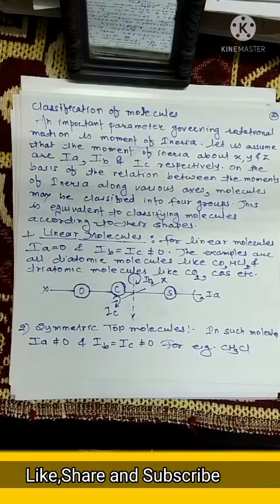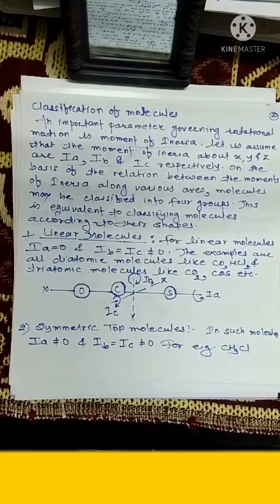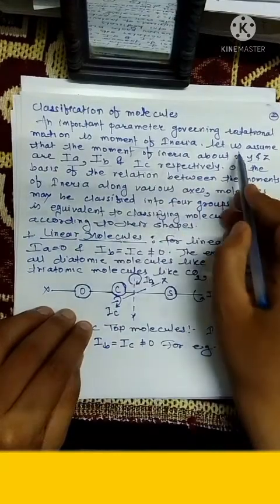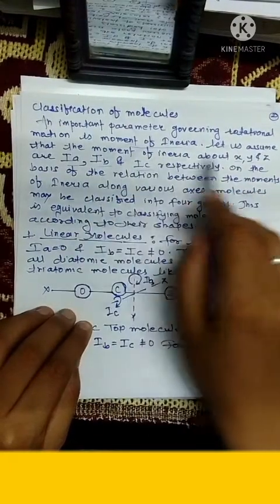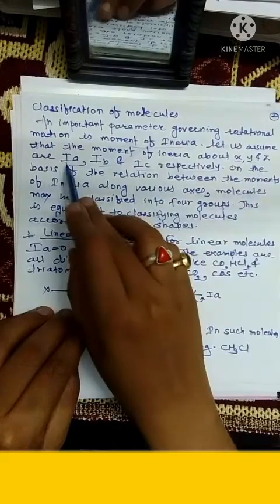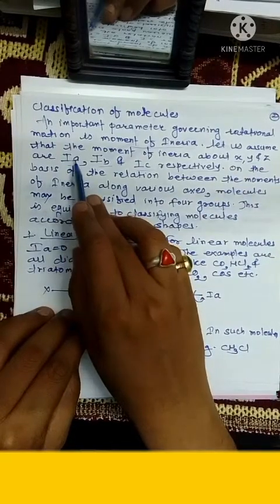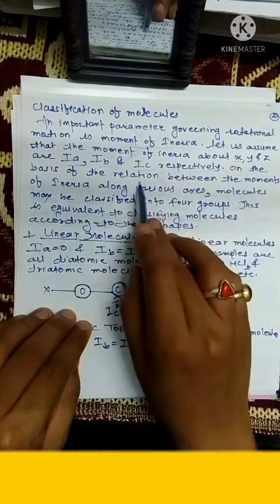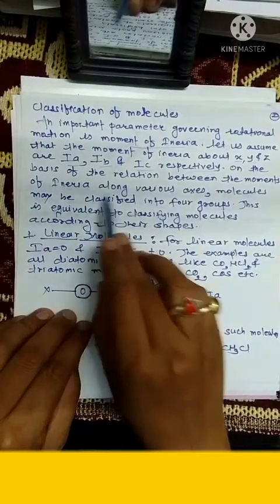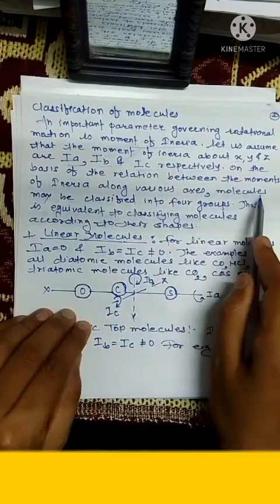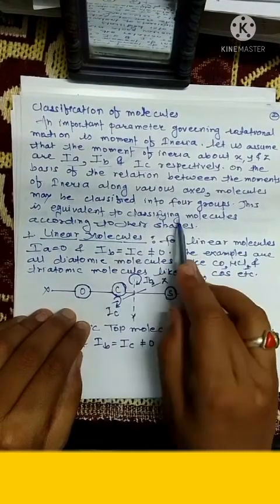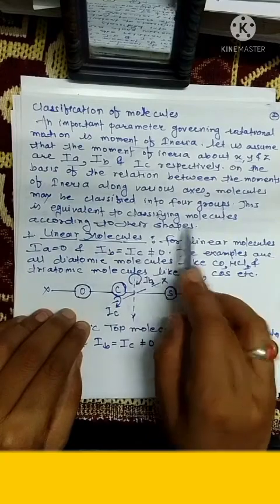Now we are going to see the classification of molecules. An important parameter governing rotational motion is the moment of inertia. Let us assume that the moments of inertia about the x, y and z axes are Ia, Ib and Ic respectively. On the basis of the relation between the moments of inertia along various axes, molecules may be classified into 4 groups. This is equivalent to classifying molecules according to their shapes.